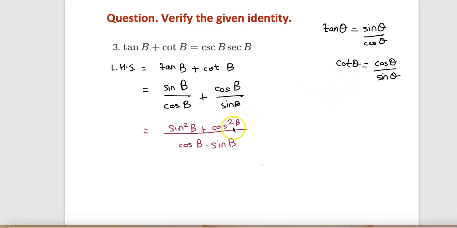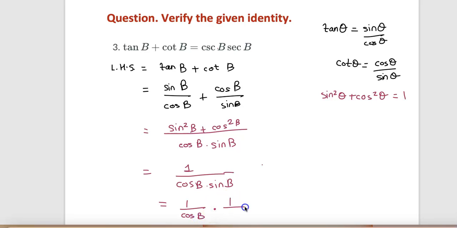Now after this, I will use my Pythagorean identity. Sine square theta plus cosine square theta is equal to what? 1. So what is my numerator? You see, this is sine square B plus cosine square B, which will be equal to 1. So my next step is 1 over cosine B times sine B. I will pause over here and see, does this satisfy my condition? No. But on my right side, I have cosecant B and secant B. So I can rewrite it like this also: 1 over cosine B times 1 over sine B.